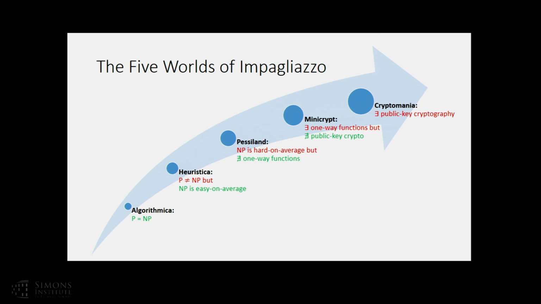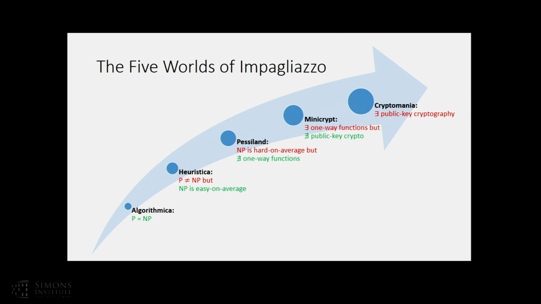Pessiland is a world where NP is actually hard on average, but one-way functions do not exist. And this means that we can generate hard problems. We have a distribution to generate hard problems. But we don't have one-way functions, meaning we don't know the solutions to these hard problems. In a one-way function, you sample x, you compute f of x, which is y, and then you tell somebody to invert, so you know the solution x. And of course, one-way functions are pretty much necessary for most crypto, and that's why it's called Pessiland.